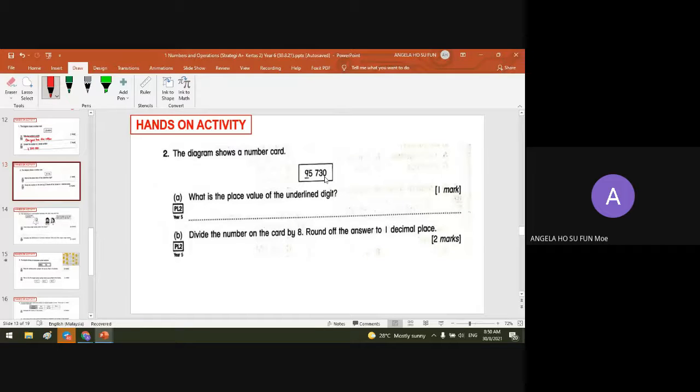Okay, this is the place value of ones. Here is actually ones. How about this? This is the place value of tens. How about this? This is 100. So this is the one. What is this? This is 1,000. Thousands. Okay, place value. So you know already this is 10,000. So your answer is here.